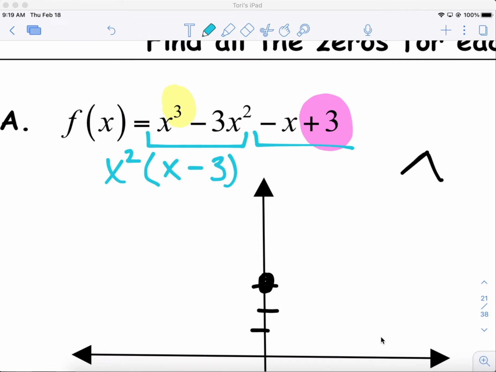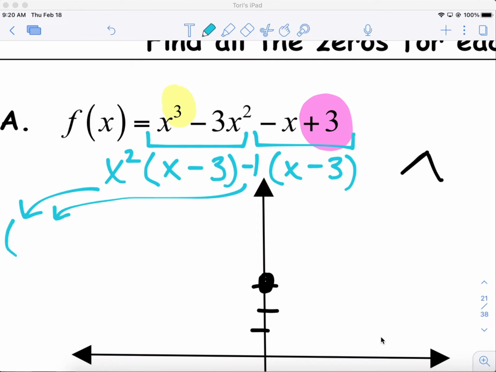Let's check with these guys. I can pull out, let's see, a minus 1 would still make it an x minus 3. All right, I'm going to kind of walk this a little bit over here. But my x squared and my minus 1 are going to make my first factor, x squared minus 1. And then this x minus 3, that's the same, that's going to be my second factor. Remember, I only write it once. Now, that's beautiful and factored.